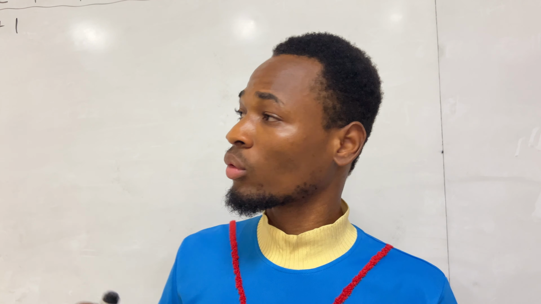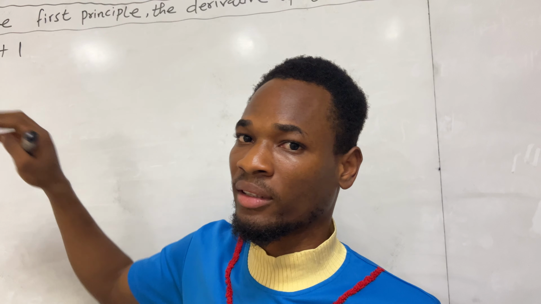We started with differentiation from first principle, where we are able to employ the formula, where we said dy over dx equals f prime of x, which is equal to the limit as h approaches 0 of f(x + h) minus f(x), all divided by h. Okay, so let's see the other alternative way we can go about the same type of question.